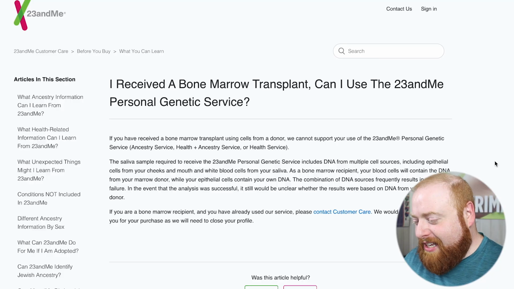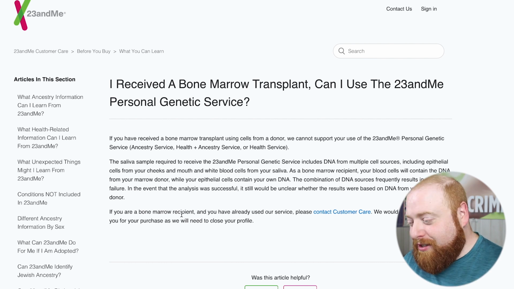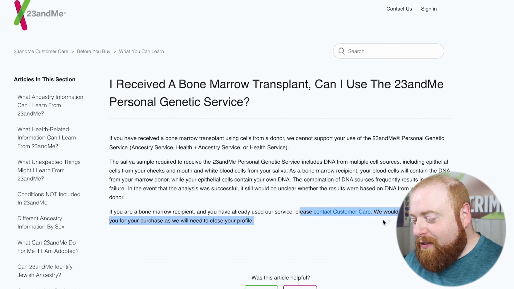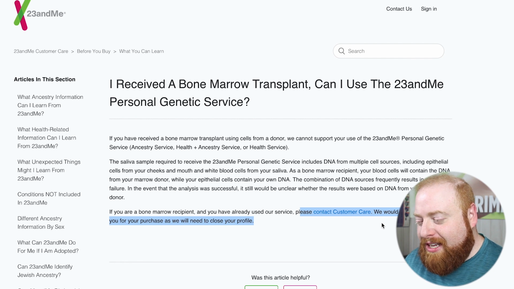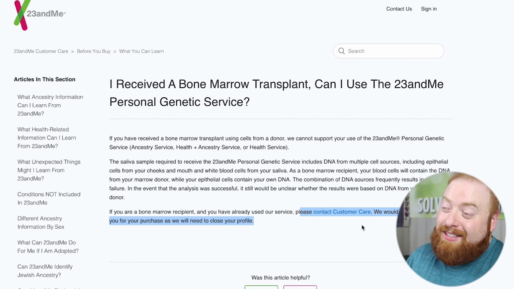So there's a serious ethical guideline. And as you can see here with 23andMe, if you've done a bone marrow transplant and used their services, contact customer service because they'll be happy to refund your purchase and close your profile, because there is that ethical guideline. And I'm sure all of these companies have guidelines like this. They don't want to deal with that problem, because if you do the DNA test and you pop up as a DNA match to your donor's relatives, that's going to throw them off and cause a lot of issues. And it's just not something these companies want to deal with.